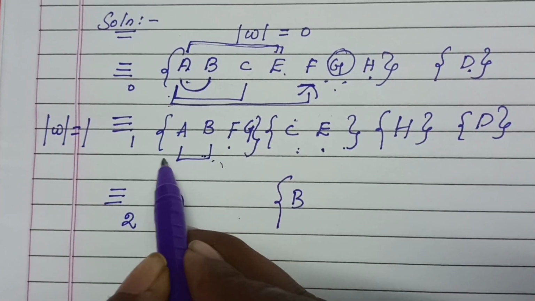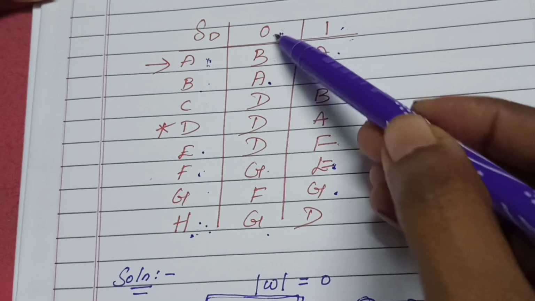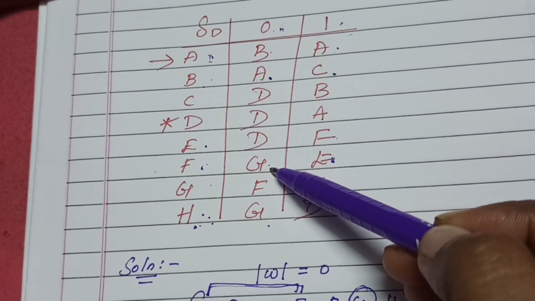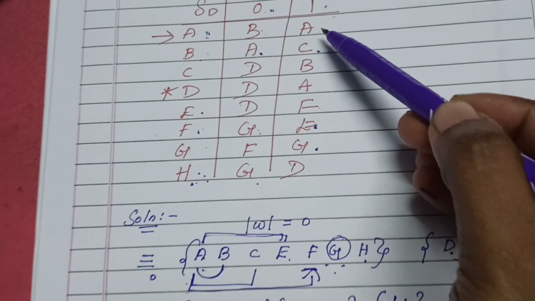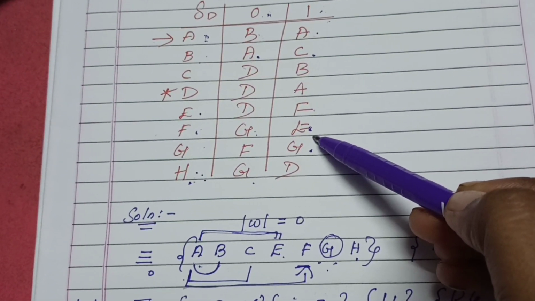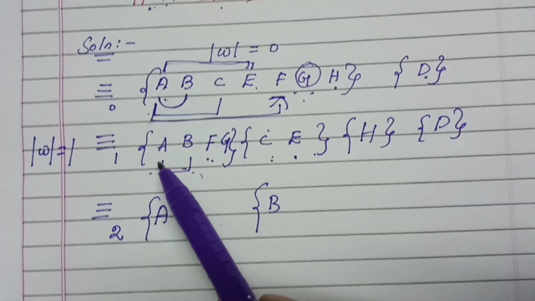Now I consider F. A and F you take. A and F on reading 0 it goes to B and G. Same set. A and F on reading 1, it goes to A and E. AE is different. So you cannot write F along with A.